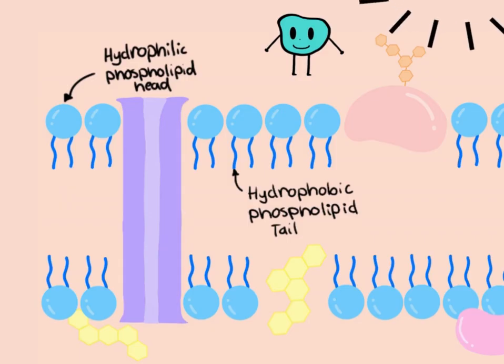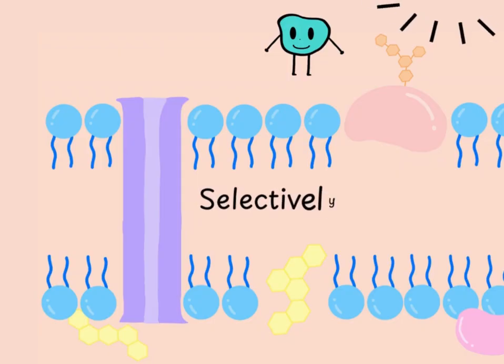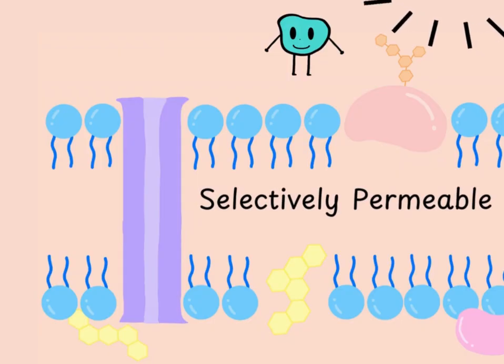Because of this setup, the membrane is selectively permeable. Only small, non-polar molecules like oxygen or carbon dioxide can pass through easily. Larger or charged molecules need special help.